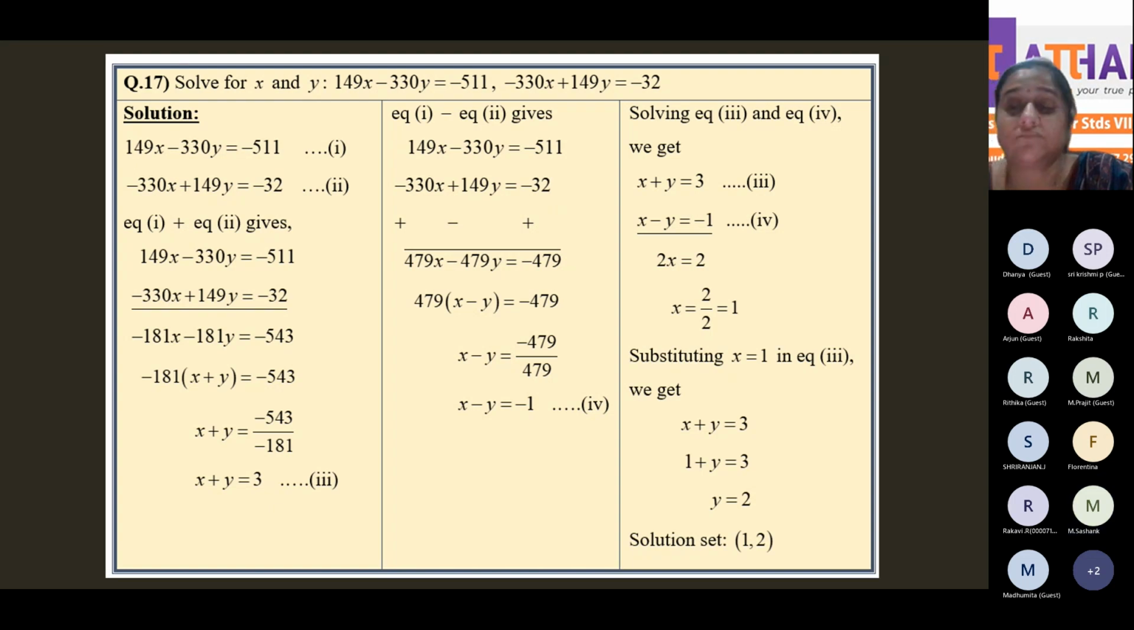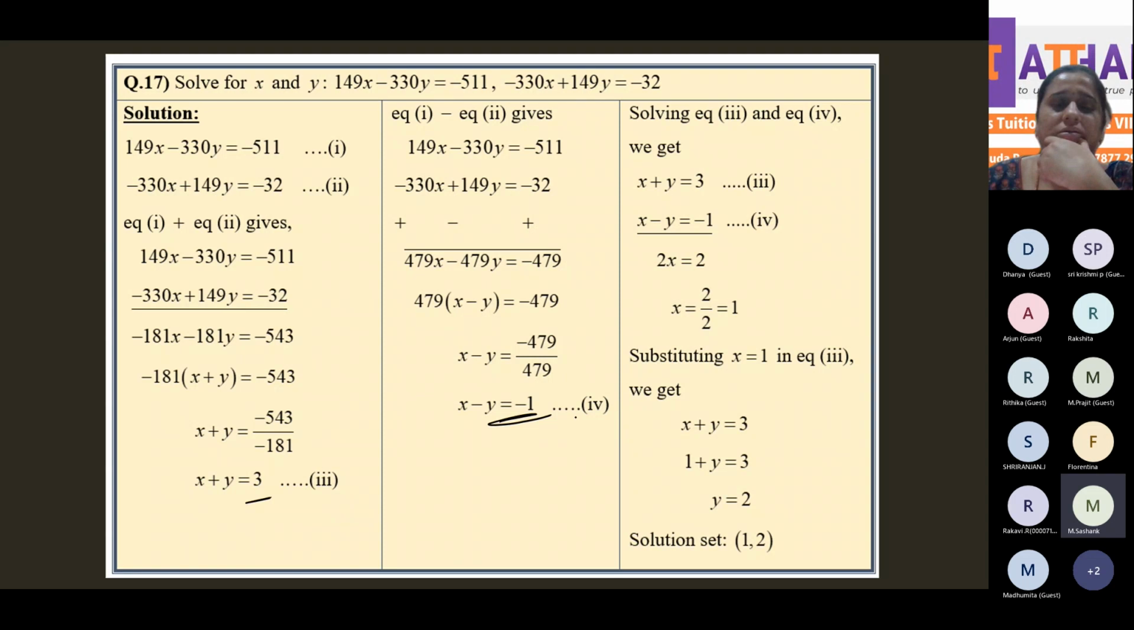Ma'am, yeah. Ma'am, I'm getting the same value, ma'am, but for different variables. Oh, you're getting x as 2 and y as 1, is it? Yes, ma'am. Do you get these two equations?